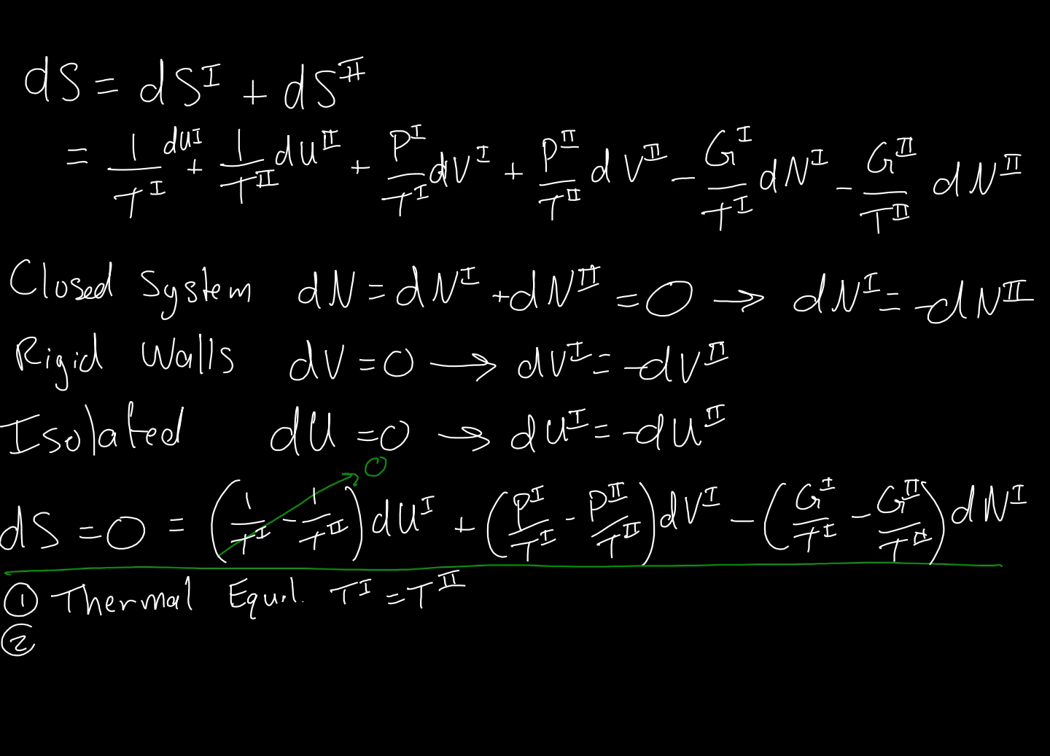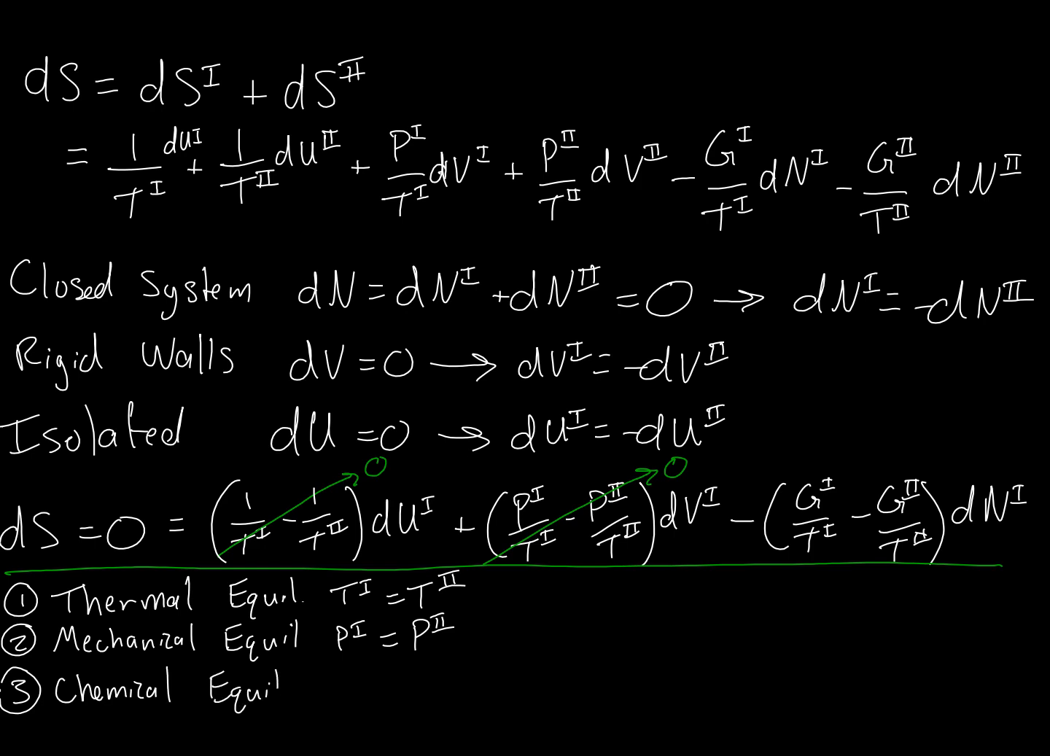We have mechanical equilibrium, where P1 is equal to P2. This term goes to 0. And lastly, we have chemical equilibrium. This term goes to 0.